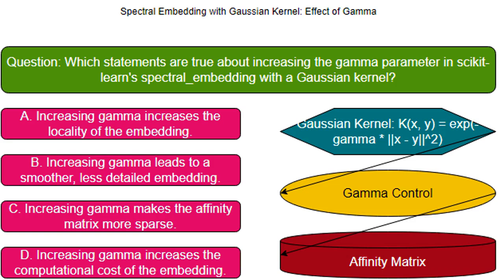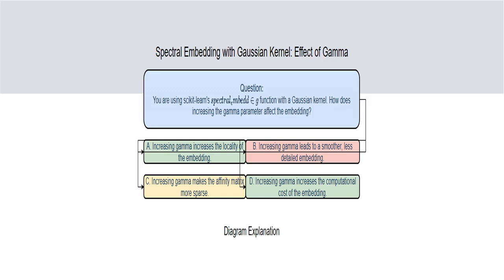This is the title of this question. We are examining how changing the GAMMA parameter in a Gaussian kernel used in spectral embedding affects the outcome. I'm focusing on how changing the gamma parameter in a Gaussian kernel affects the results of a spectral embedding.